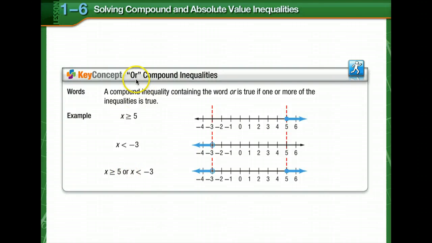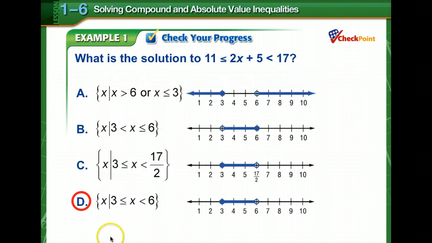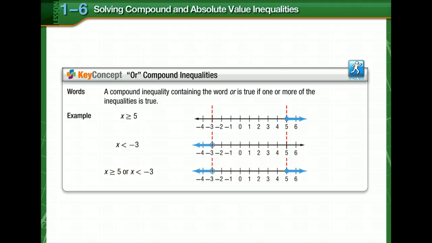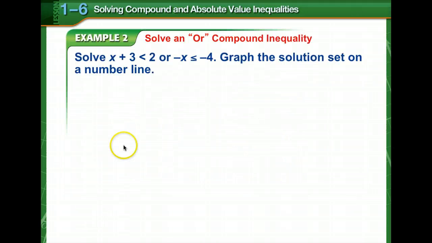Now let's talk about the or compound inequalities. The graph of a compound inequality containing or is the union of the solution sets of the two inequalities. So let's take a look at what that means. We're to solve x plus 3 is less than 2, or negative x is greater than or equal to negative 4. And we're asked to graph the solution set on a number line.